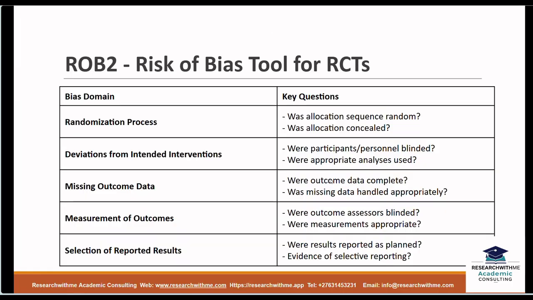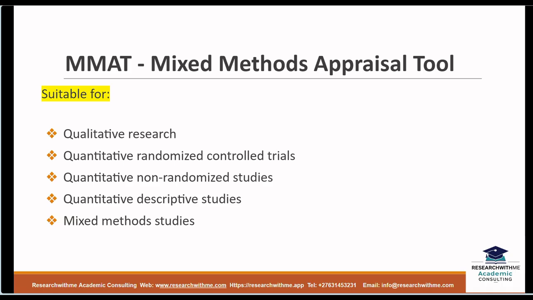So let's not waste much time on that. We have talked about ROB2, which is one of the things we have here, the risk of bias tool for randomized control trial. And these are some of the questions you will have to ask to ascertain the quality of the article you want to include. And also MMAT, as a mixed method appraisal tool. These are the types of studies that they are suitable for: qualitative research, quantitative randomized control trial, quantitative randomized studies, quantitative descriptive studies, mixed method studies, and all that.